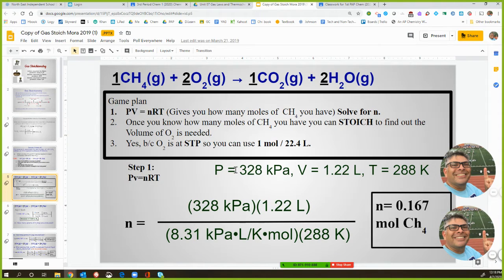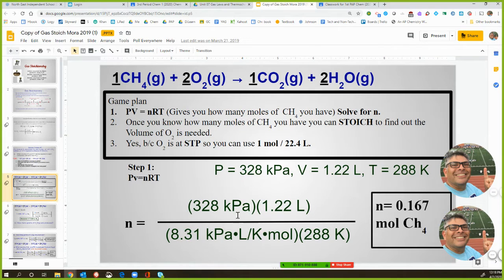So this is what was given. Pressure is 328 kilopascals. Volume is given. Temperature, once converted to Kelvin, is 288. Don't forget to do that. That's going to stay around throughout this whole unit that we're covering. We're going to finish it up with a quiz at the end, starting next week, and then we're going to go into thermo. That's going to be our next little unit that we're going to do for distance learning.